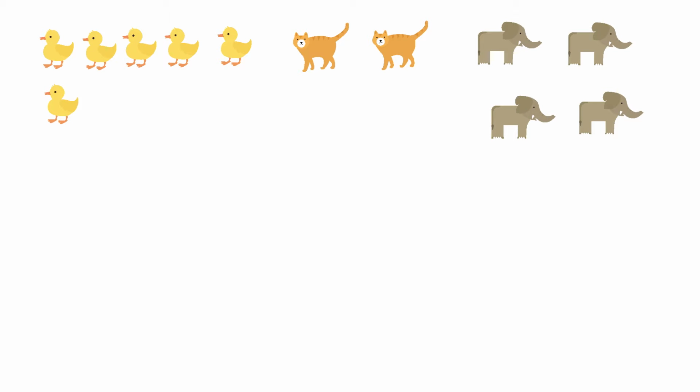Now, what we've got here is we've got some animals. We've got some ducks, some cats, and some elephants. Well, if I count how many ducks I have, let me see here. I've got 1, 2, 3, 4, 5, 6 ducks. So I'm going to write a 6 down right here. And I can tell just by looking that I have 2 cats and I have 4 elephants.